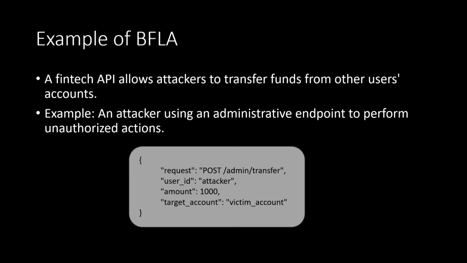Consider a fintech API that allows attackers to transfer funds from other users' accounts. For example, if an attacker can access an administrative endpoint intended for transferring funds, they can perform unauthorized actions. Let's look at a sample request. In this example, the attacker uses the POST /admin/transfer endpoint to transfer funds from the victim's account to their own. If the API lacks proper authorization checks, this request would be processed, leading to unauthorized fund transfers.